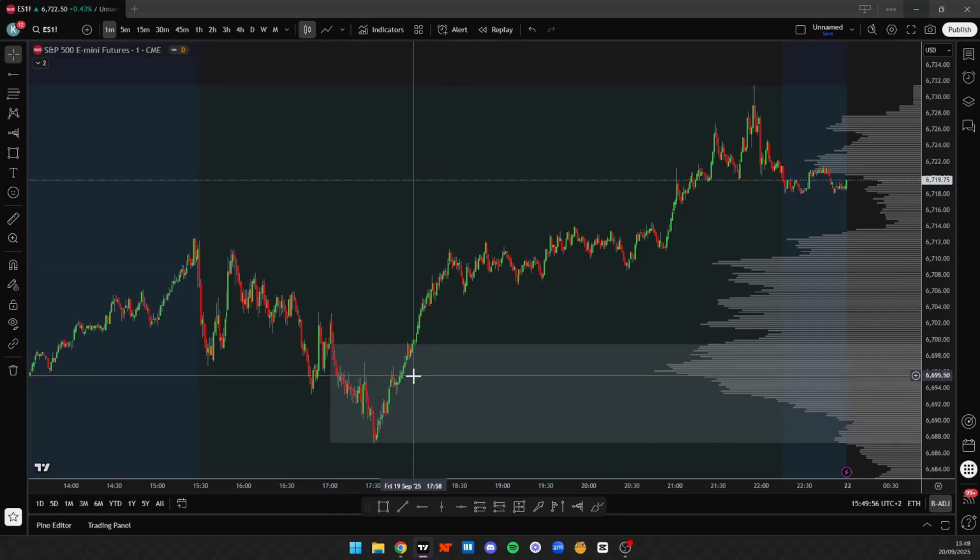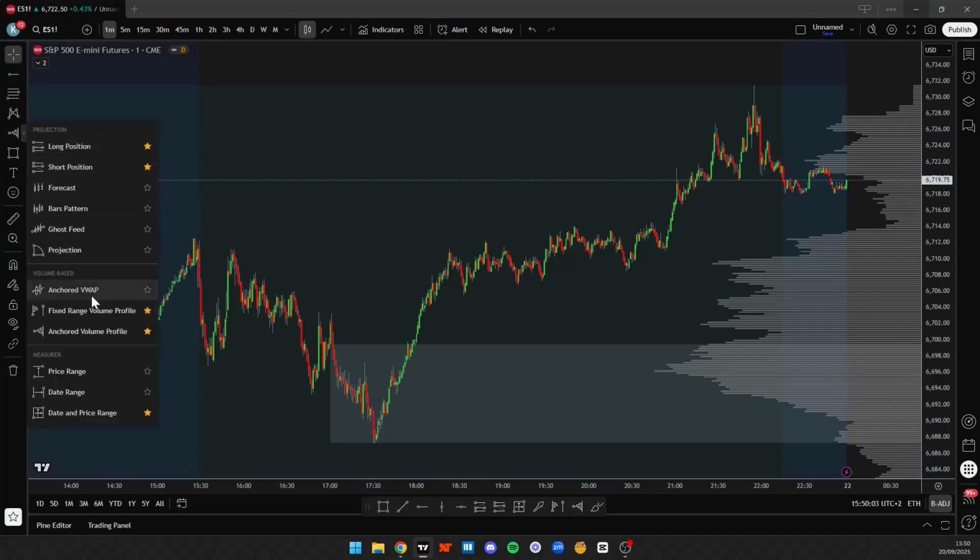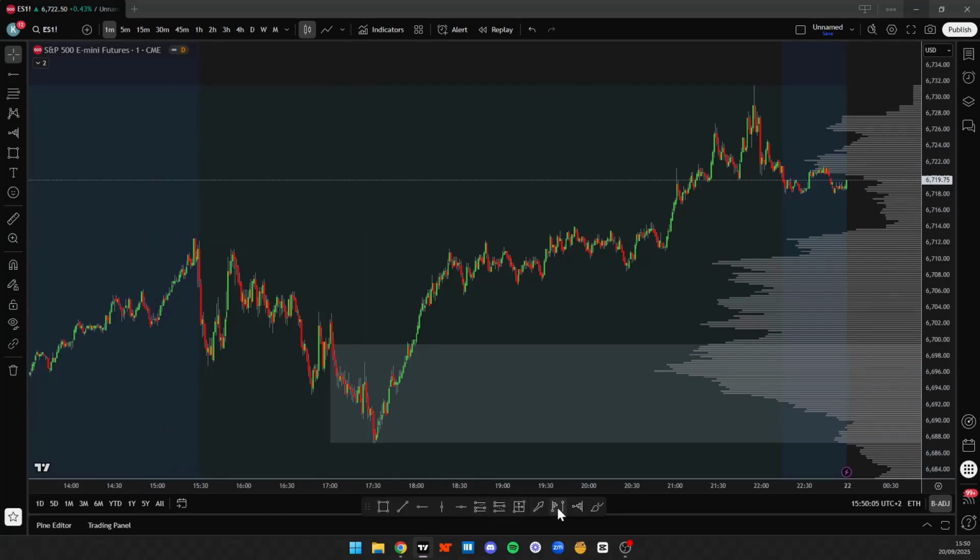Okay, so the other tool that I use is the fixed range volume profile, which you can also find under the same section. You can find it right here, fixed range volume profile, which is what I have right here. If I click on that and I click on the whole range where the demand started basically, then I can look and see where the most volume is.